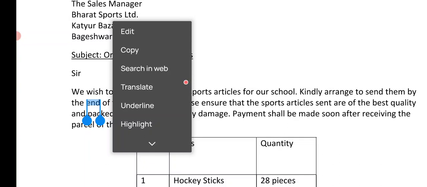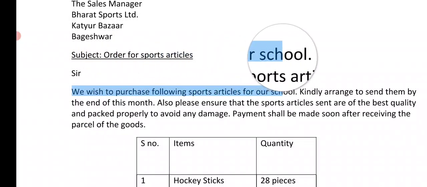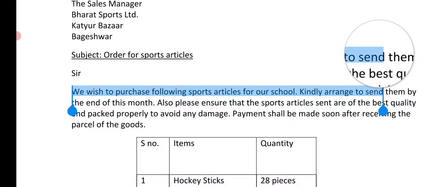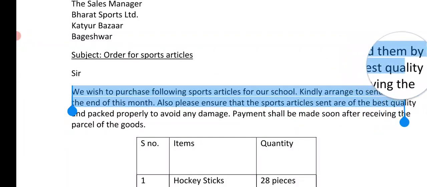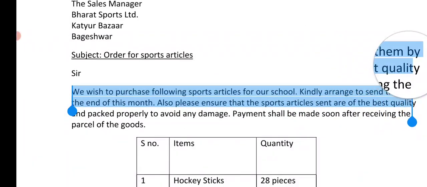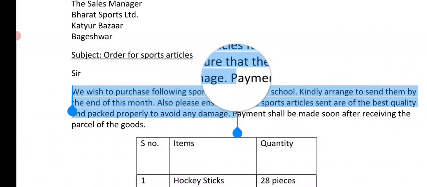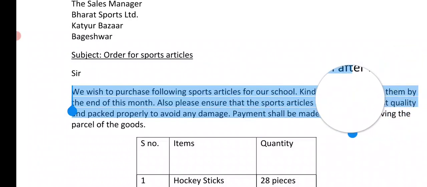It should not be like, I want, right? Use words like I wish to. So we wish to purchase the following sports articles for our school, and kindly arrange to send them by the end of this month. Also, please ensure that the sports articles sent are of the best quality and packed properly to avoid any damage, because you won't accept any damage, and payment shall be made soon after receiving the parcel of the goods.